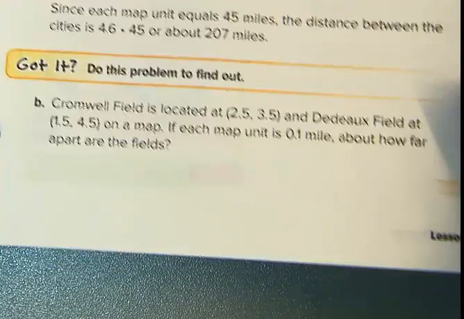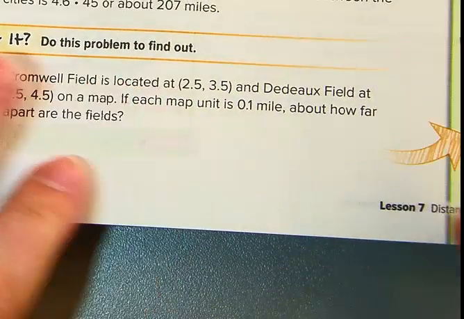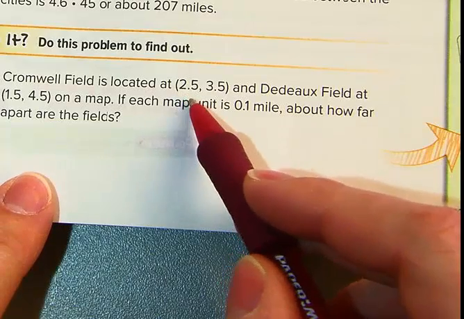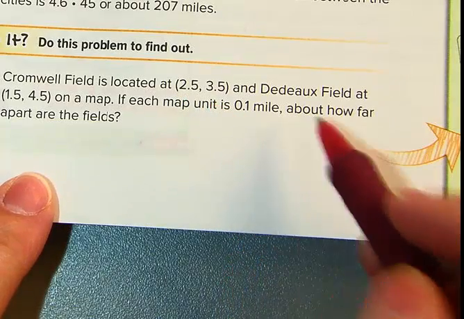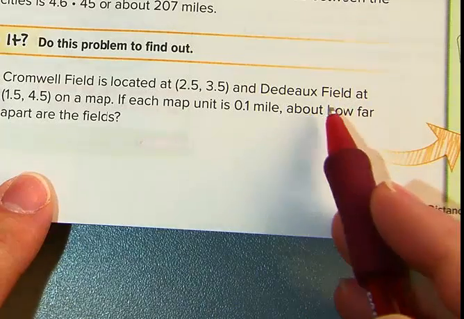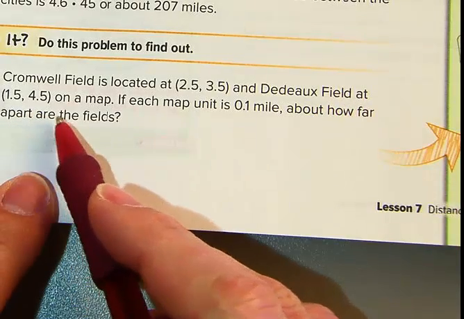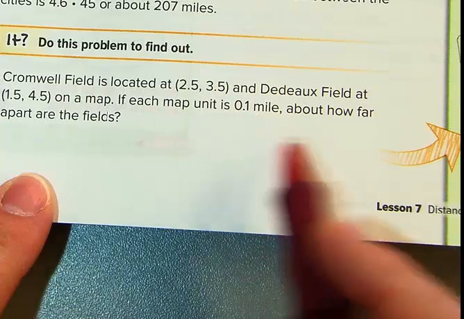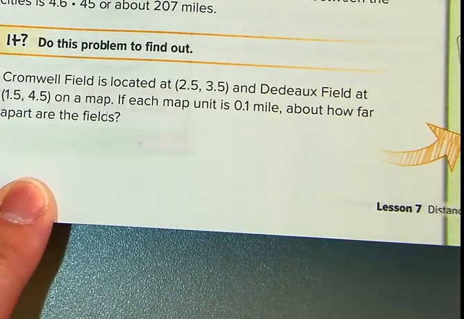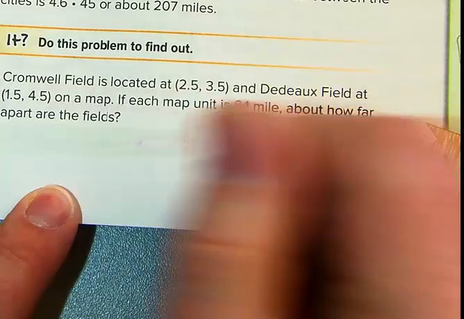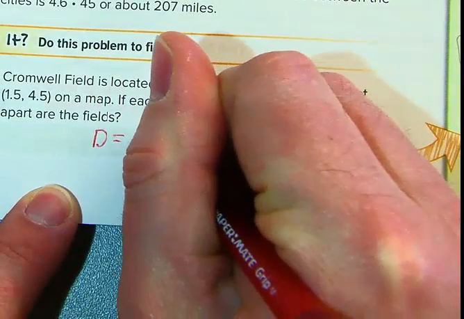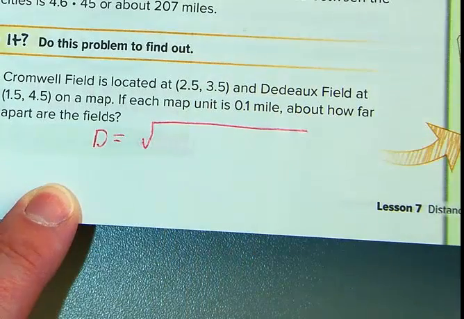So now we're going to do an example with the distance formula here. All right. So it says Carmwell Field is located at 2.5 and 3.5, and the other field is at 1.5, 4.5 on a map. If each map unit is 0.1 mile, about how far apart are the fields? Okay. Well, here I'm going to use my distance formula. So my distance equals, I'm going to make my square root.